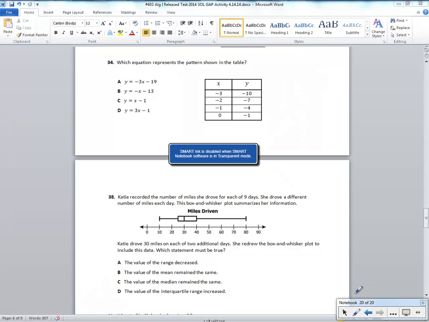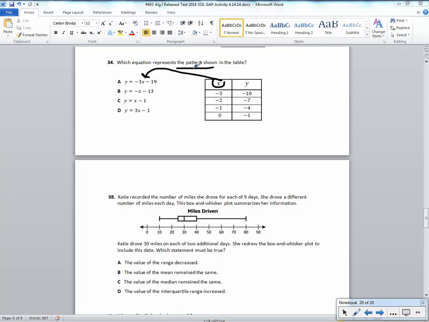Okay, so the next one we have is this problem here. What we're looking for is the pattern. So what you want to do is do some kind of operation that's listed over here that makes these numbers work. So just take this x value, plug it in for x. Take this y value, plug it in for y, and it should work at some point for one of them.